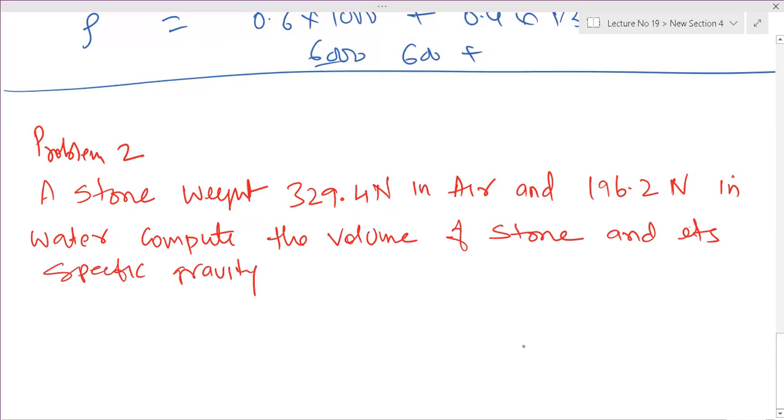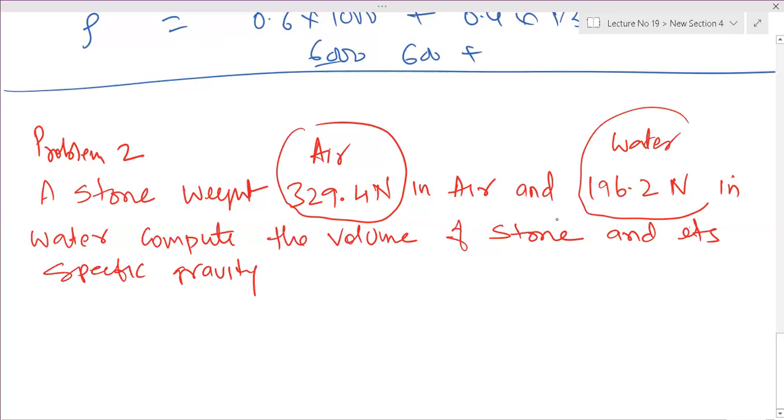Okay, so you have one stone, right? You are measuring inside water and in air. So when you measure in air, weight is this, and when you measure in water, it is this, because in water the density is more. So air density, if I take 1, and water density is 1000 kilogram per meter cube. So of course in water buoyancy force will act in the upward direction, so weight will be less.